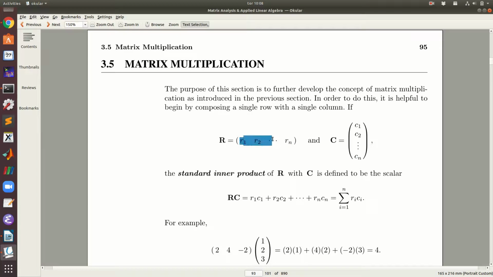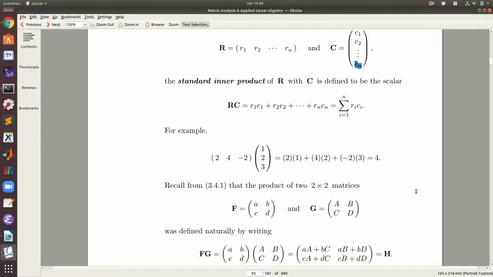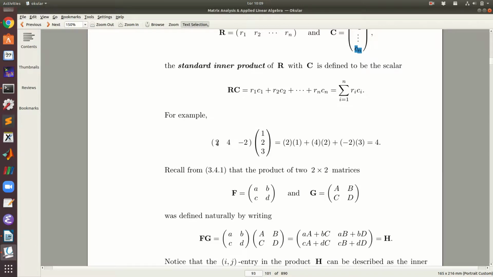So you realize that the number of entries in this row should be equal to the number of entries in the column. That is why we are saying R1 C1 plus R2 C2 plus and so on, which you can write in short form as the summation from i equals 1 up to n of Ri Ci. For example, if we have this row which has these three entries and this column which has these three entries, the standard inner product is simply going to be 2 times 1 plus 4 times 2 plus negative 2 times 3.